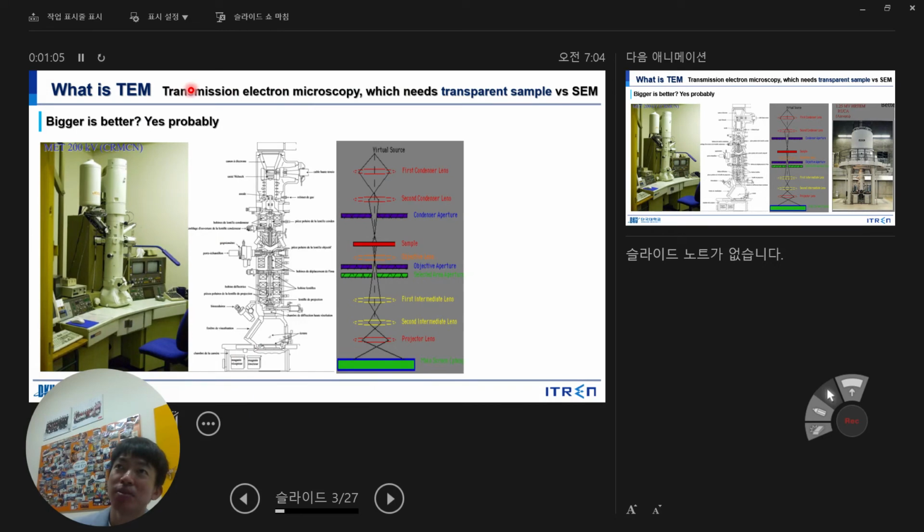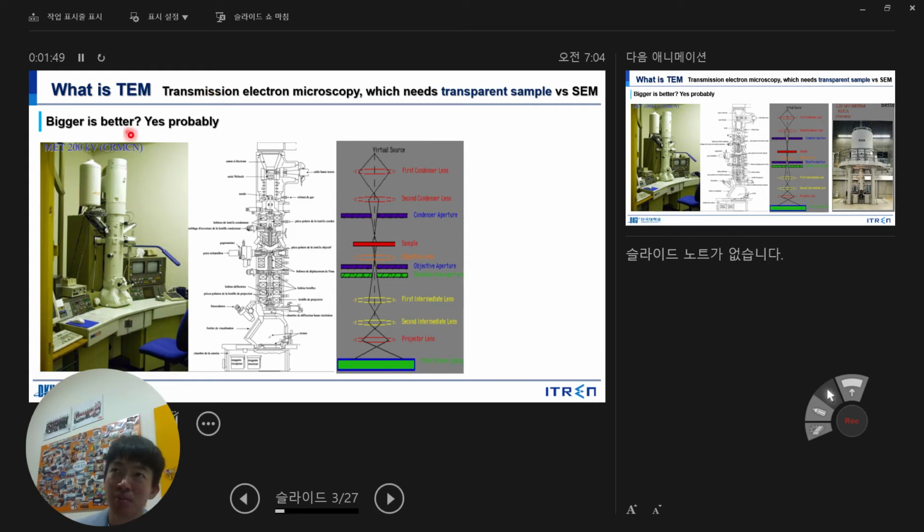So what is TEM? TEM, as you know, is transmission electron microscopy, which needs a transparent sample, compared to SEM. The big difference between TEM and SEM, scanning electron microscopy, is the transmission, which means that the light should penetrate your sample. When you look at TEM images, you can see many white areas, which means that there is nothing. So when you prepare the sample, you should remember the sample should be transparent, meaning the light can penetrate.